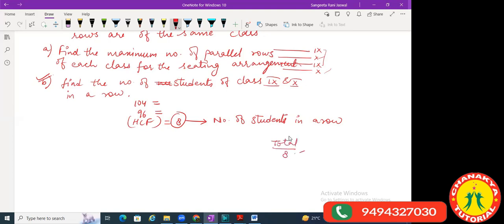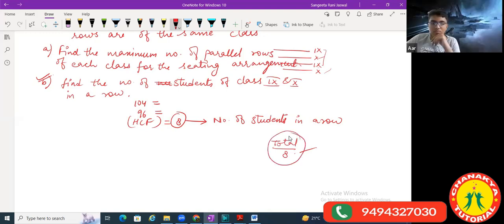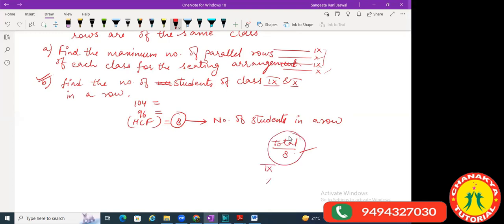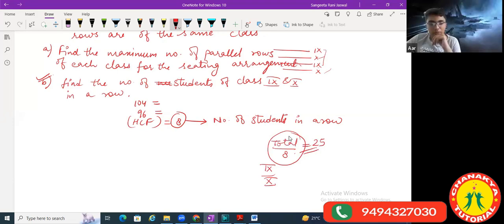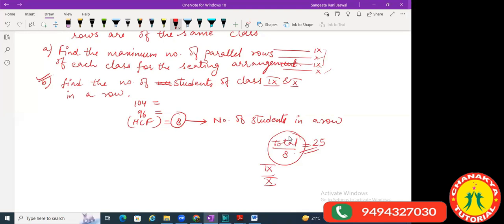Okay, that's also fine, that's also good. So you found the total number of rows. And how many rows of class 9th are there and how many of class 10th are there? Ma'am, 12 rows of ninth and 13 rows of 10th. Great, that's absolutely correct. Okay, good, Aryan.